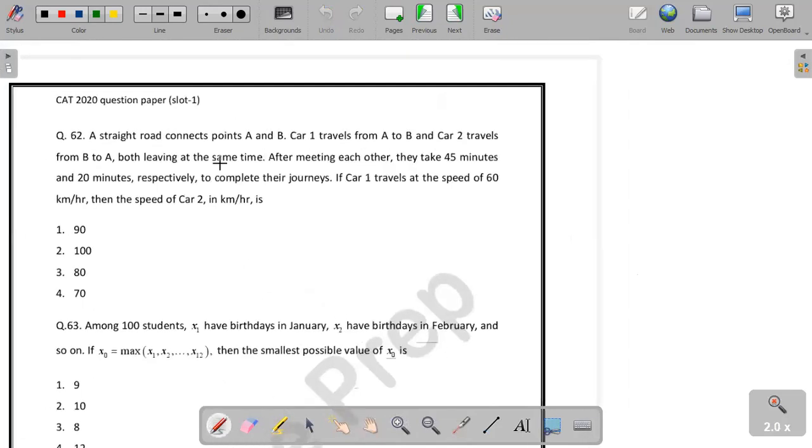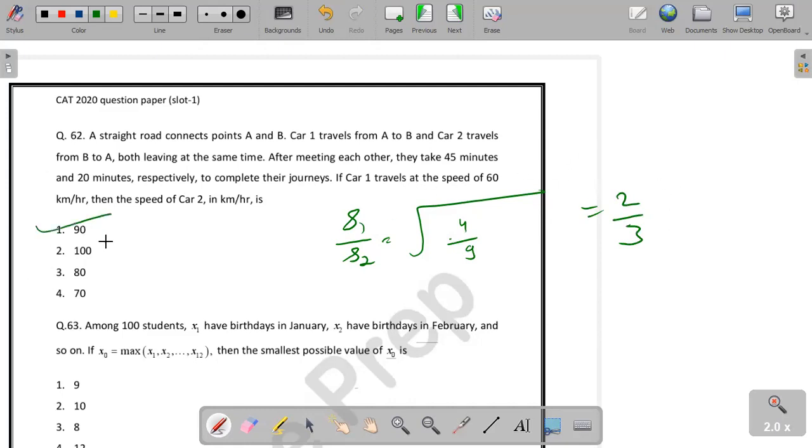Let's look at the next question. A straight road connects points A and B. Car 1 travels from A to B and car 2 travels from B to A, both leaving at the same time. After meeting each other, they take 45 minutes. Very easy question. S1 by S2 is equal to root of the ratio of times. This has come many times in SNAP as well. 20 by 45, that is 4 by 9, so root gives 2 by 3. If car 1 is at a speed of 60, car 2 will have a speed of 90.